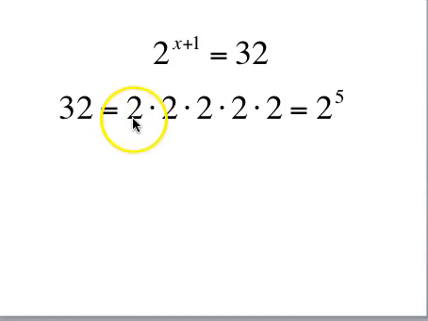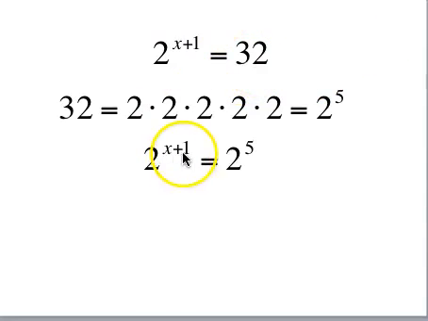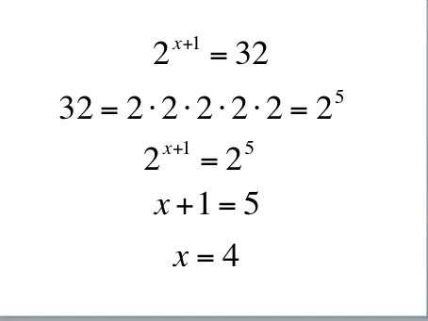So we have 32: 2 times 2 is 4, 8, 16, 32. 32 is 2 to the 5th power. So we'll replace 32 with 2 to the 5th power. We get 2 to the x plus 1 equals 2 to the 5. So if that's the case, x plus 1 has to equal 5. Subtracting 1 from both sides, we get x equals 4. But what enabled us to do that was recognizing that 32 was 2 to some power.